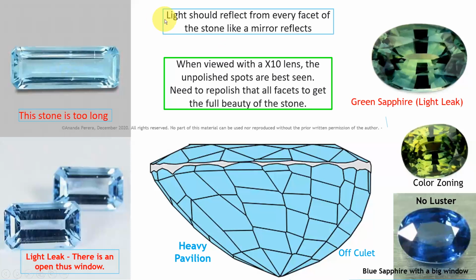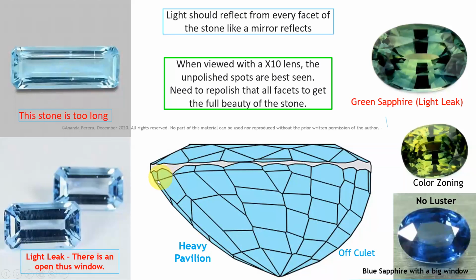Look at here. This stone is too low. That is the mistake here. And look at this aquamarine. Both are light leak. There is an open in both stones. So we have to close the window. We have to recut.